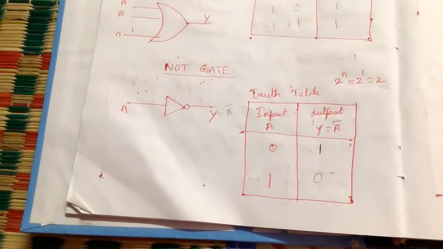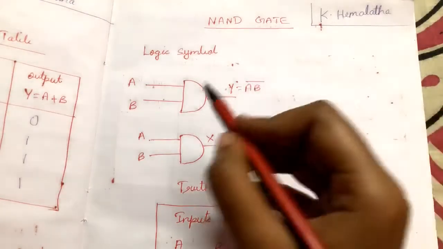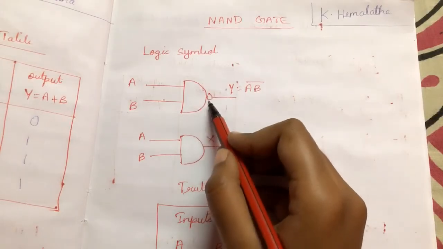This is the representation of the NOT gate, and the definition for this is that the output is the complement of the input. Whatever input you give, you will get the complement of that. This is the meaning of the NOT gate. Here is the NAND gate representation. The NAND gate is a combination of an AND gate and a NOT gate.